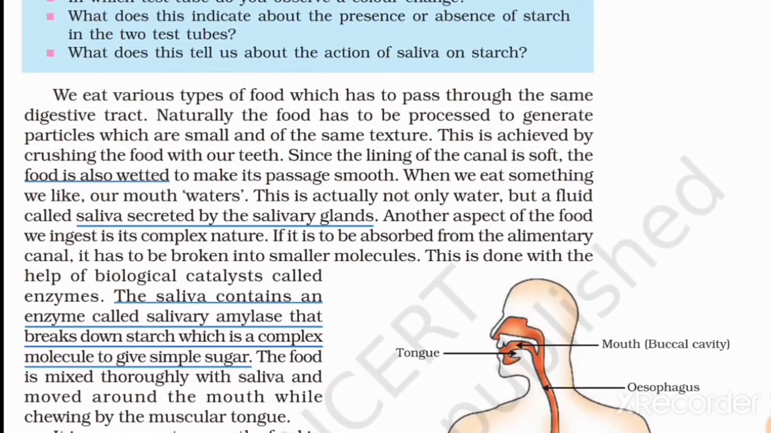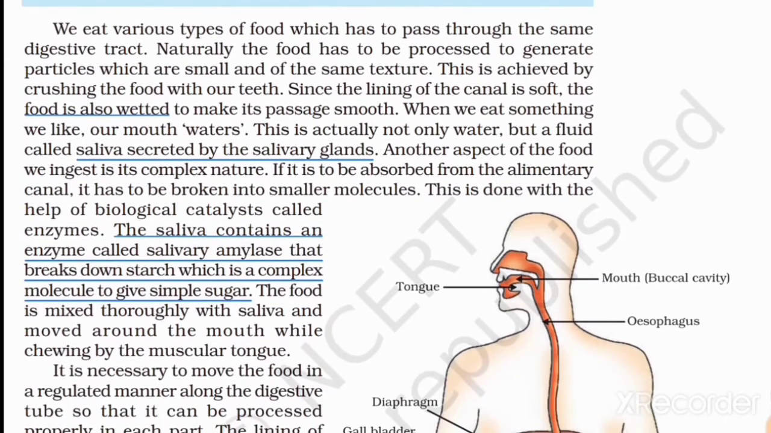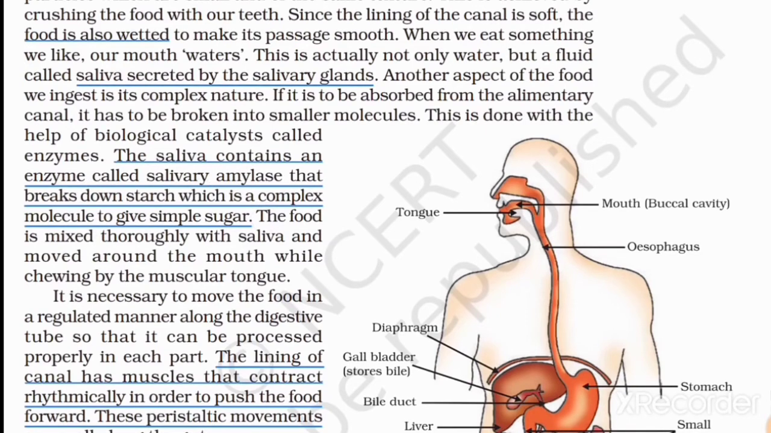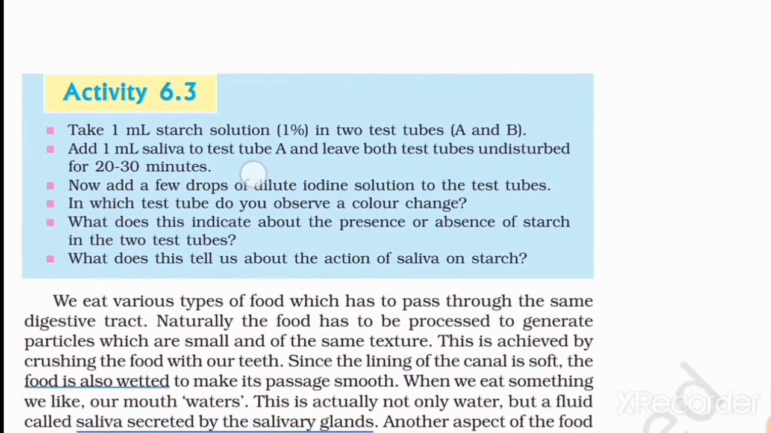We are taking the food. While crushing the food in the mouth, it is wetted in the mouth because of the presence of saliva. This saliva is secreted by the salivary gland, and the saliva contains an enzyme called salivary amylase. It breaks down the starch, which is a complex molecule, to give simple sugar. When we take food in the mouth, the salivary juice is present, the enzyme combines with the food, and it gets digested in the mouth.